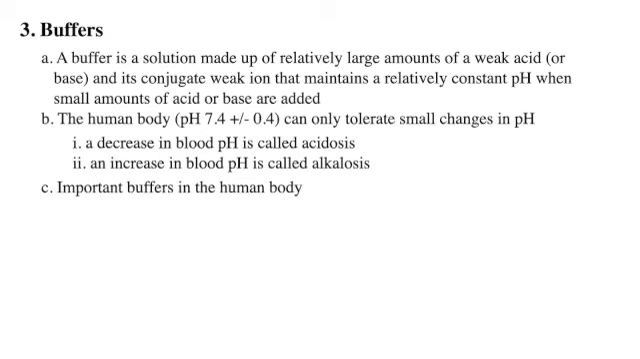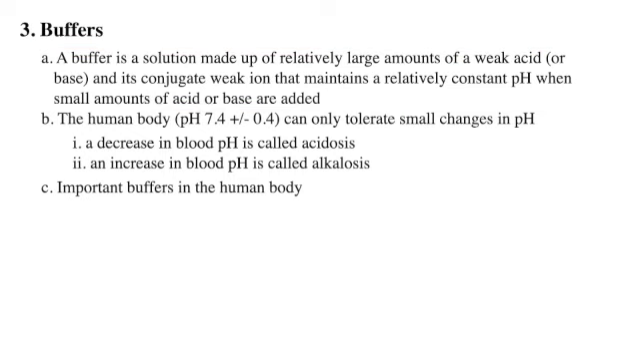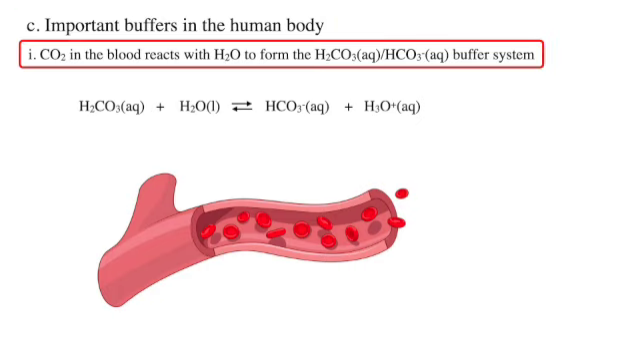Okay, a buffer. What's a buffer? It's a solution made up of relatively large amounts of weak acid and its conjugate weak ion, the purpose of which is to maintain a relatively constant pH when small amounts of acid or base are added. So, take this buffer in the human body. So I've got my H2CO3 buffer, my hydrogen carbonate buffer.